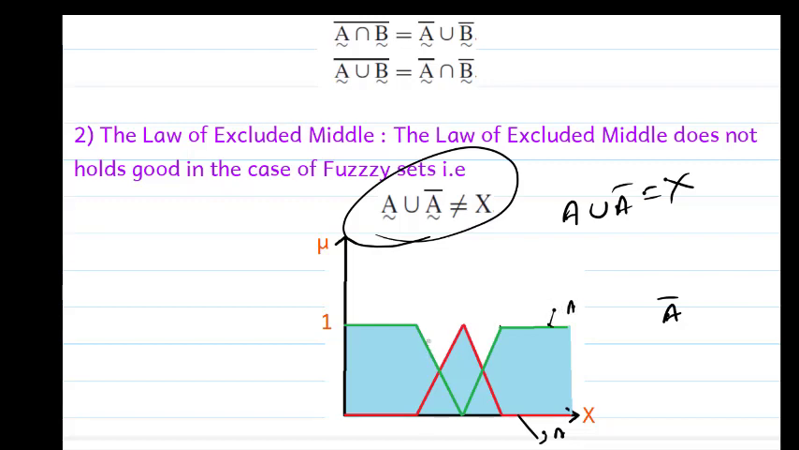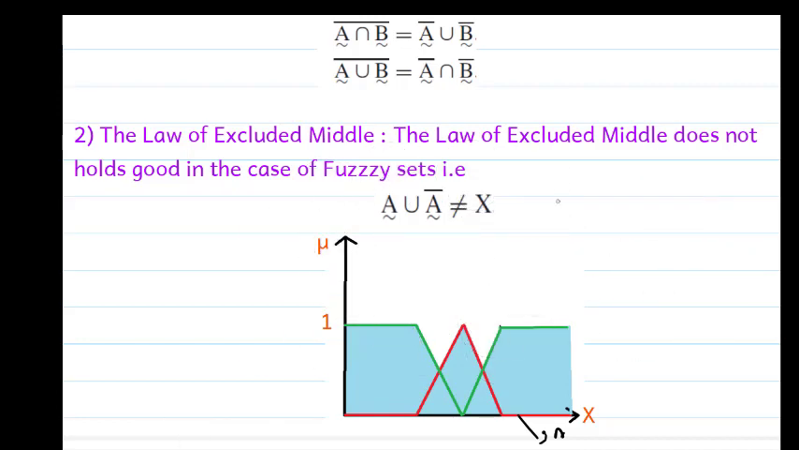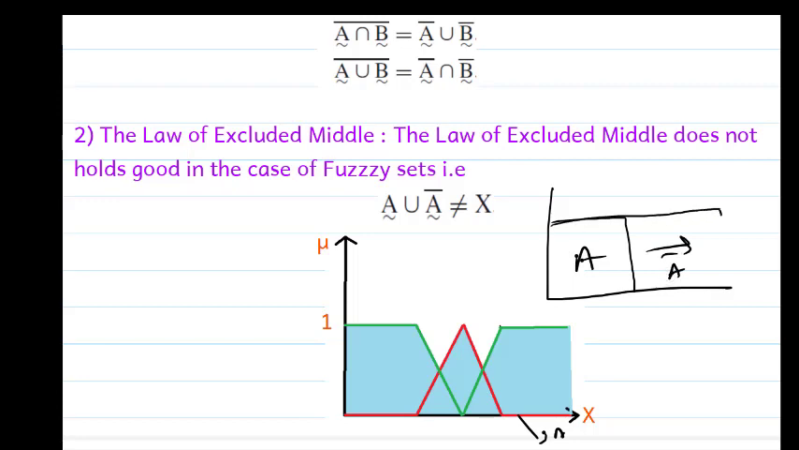When we take the union, you can see this part does not come in A union A bar. So this part is missing. Because this part is missing, we cannot say that it is equal to X, the universal set. If this part were also covered, then we could say that A union A bar is X. Now in case of a crisp set, if this is A, then everything else here is A bar. So if we take A union A bar, we get the entire set, but here this part is missing, so this does not follow.